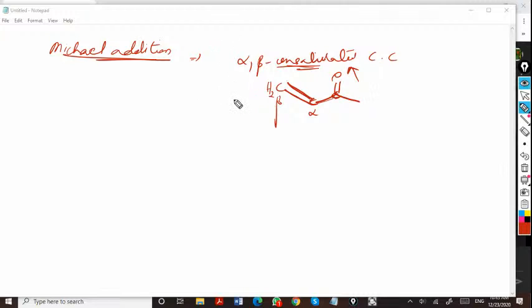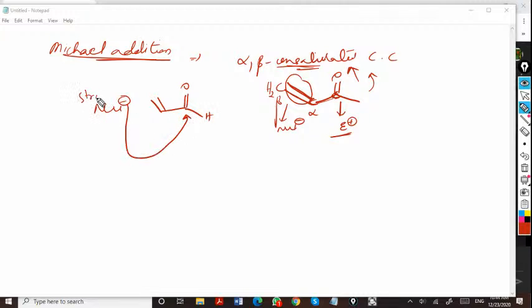Okay, so if it is an alpha beta unsaturated carbonyl compound, this double bond can act as a nucleophile. Okay, this double bond can act as a nucleophile and this carbonyl can act as an electrophile. So there are two possibilities. One can act as a nucleophile, one can act as an electrophile, within the compound system. Okay, so generally in Michael addition, when it is treated with a nucleophile, if a strong nucleophile is directly attacking here, that carbonyl gets shifted onto the O minus. Okay, so the electron density will go low.